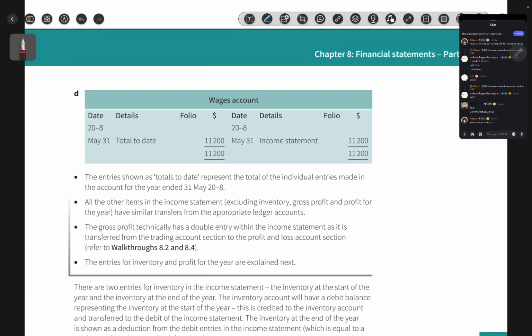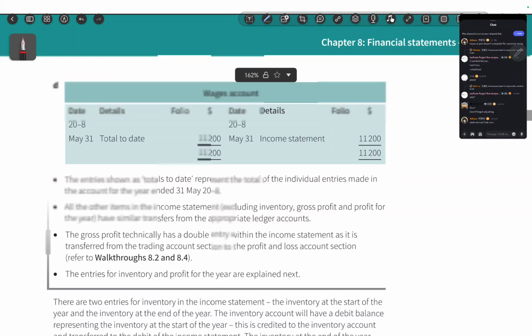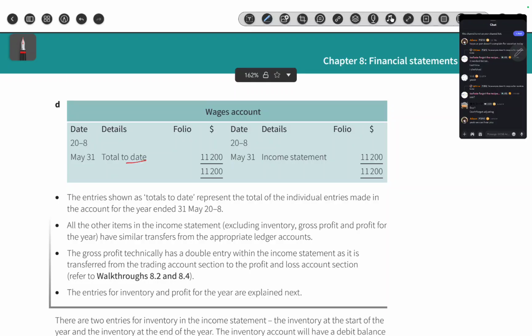The entries shown as totals to date represent the total individual entries made in the account for the year ended 31st May 2008. So you can see that this is total to date, as in the total for this year, okay? The total wages for this year, 11,200, like that. And then you transfer the entire thing, the whole year, to the income statement. All other items in the income statement have similar transfers from the appropriate ledger accounts, excluding this.